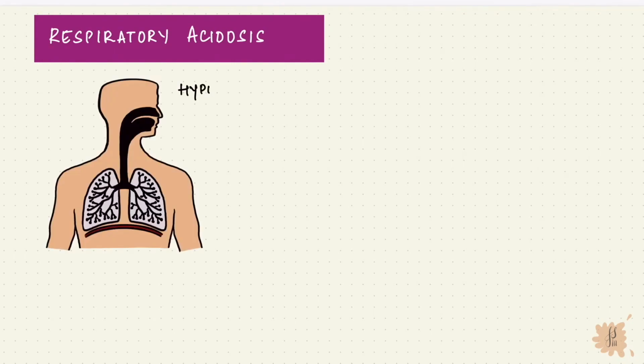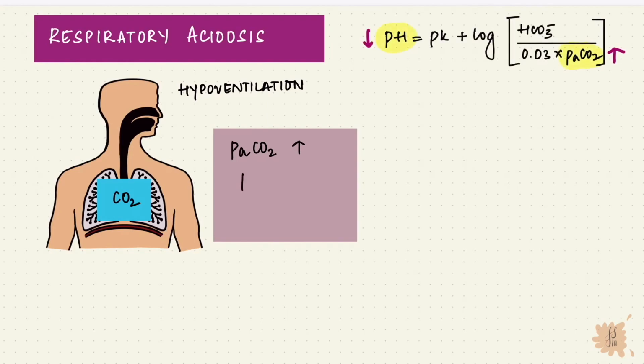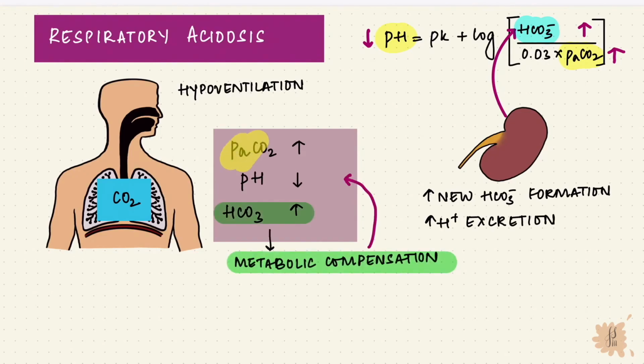Respiratory acidosis is caused by hypoventilation. So there's reduced ventilation, meaning there's carbon dioxide retention, so the PaCO2 rises. And by the equation, the pH will fall. So the kidneys compensate by increasing bicarb. There's new bicarb formation and there's increased hydrogen ion excretion. And that is metabolic compensation for respiratory acidosis.